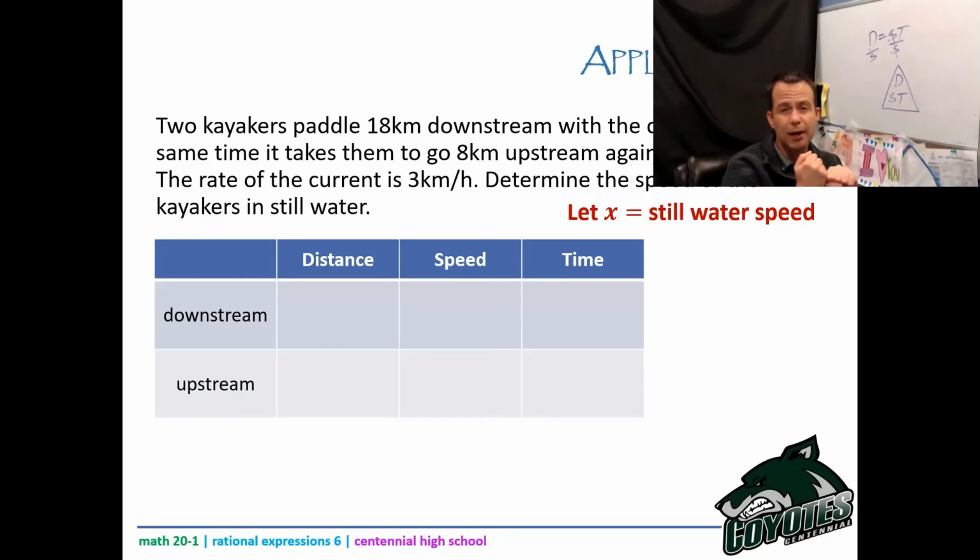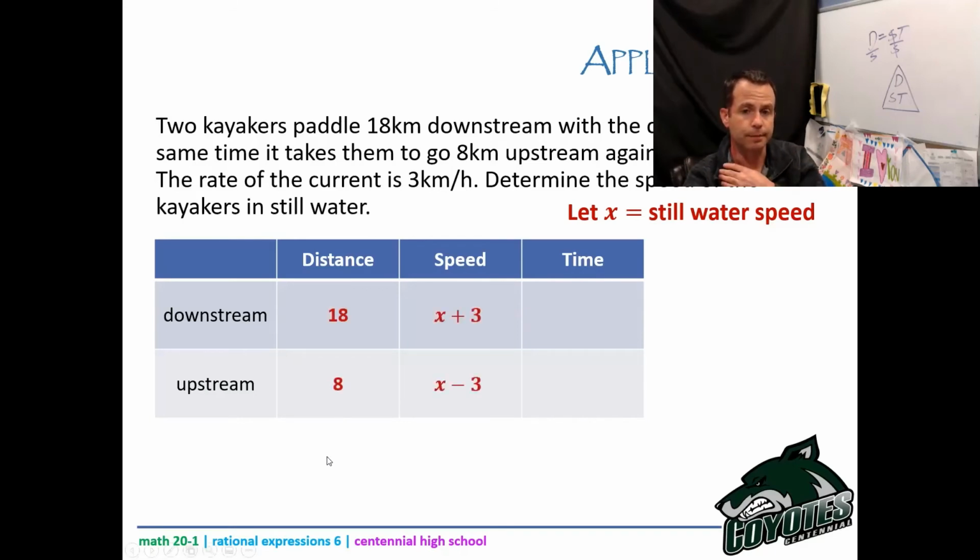So my speed downstream will be x plus 3 because I get to go my still water speed plus the current speed. When I'm going upstream though, I'm going against the current. So if my still water speed is coming like this, the current is pushing me back like this. So I'll actually end up going slower than what I would have been able to do in still water. Okay, so that's going to be x minus 3 for the upstream. Okay, then I also know the distances for these guys, 18 kilometers for downstream and 8 kilometers upstream. Okay, so this is what I got going on right now.